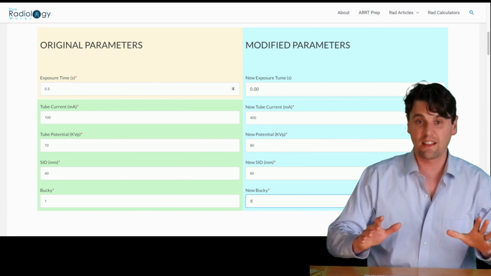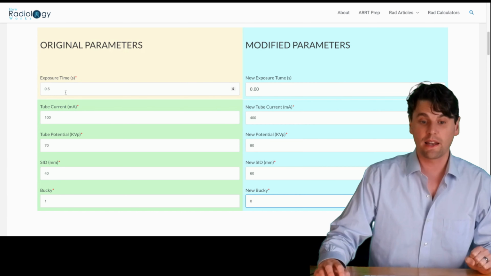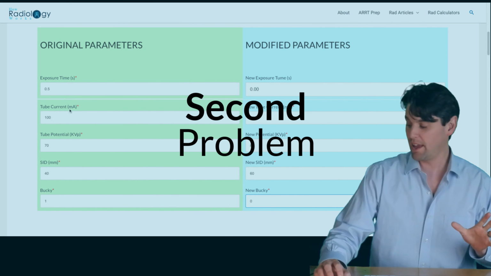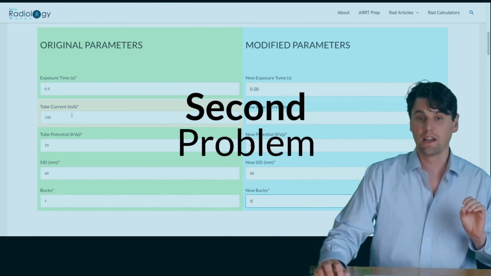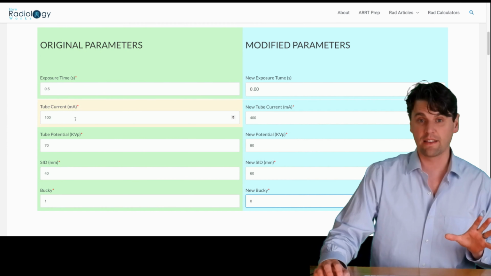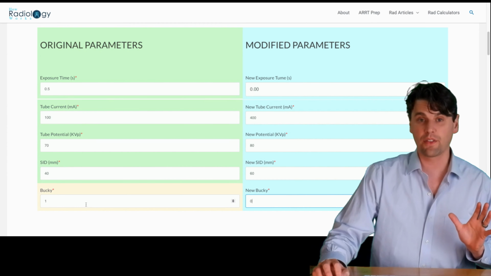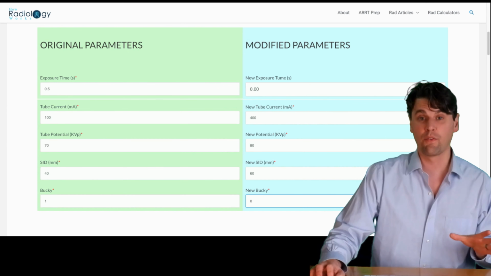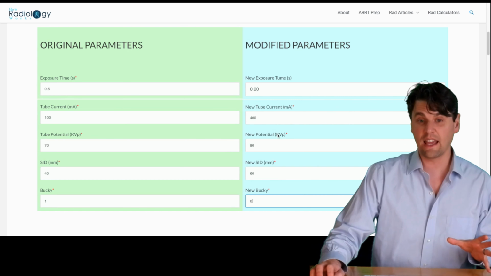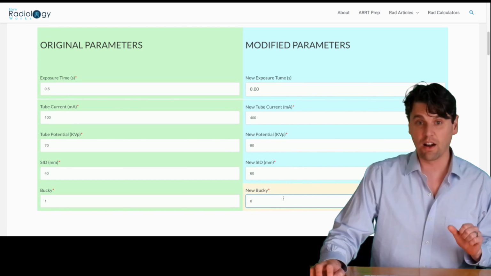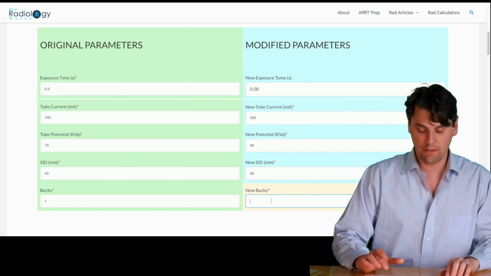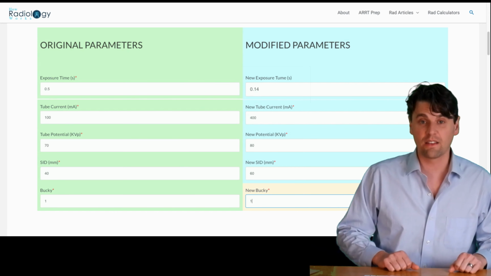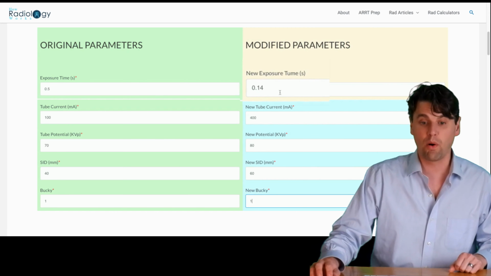Okay, so let's double check, set the values in the calculator for this one. We wanted 100 mA at 0.5 seconds, and the initial kVp was 70 kVp. Then we wanted 40 for the initial SID, and we're just going to leave 1 for the initial Bucky. Then after the fact, we wanted 400 mA, 80 kVp, SID of 60, and we'll also just leave 1 for the final Bucky. So the idea here is we now get the answer right up here, 0.14.